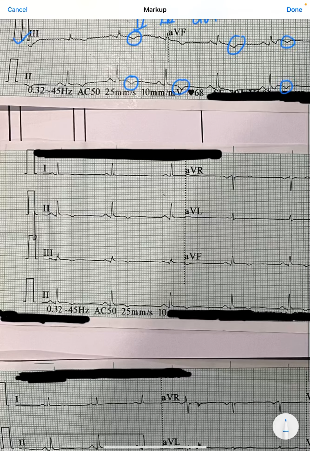It is the same story here, lead 2, lead 3 and lead AVF. Lead 2, 3 and AVF, which suggest RCA, that is right coronary artery, is showing typical, very subtle but very prominent T wave inversion, which is persistent.